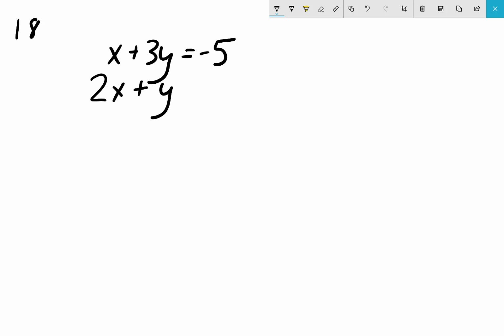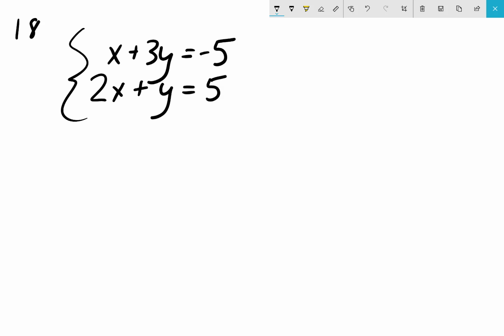All right, so number 18, we're supposed to solve this by substitution. Substitution is when you solve for one of the variables, either x or y, in one of the equations, and then you substitute that amount back into the other equation for that variable. So you have these two equations, x plus 3y equals negative 5, and 2x plus y equals 5. And you can solve for x or y in one of the equations.